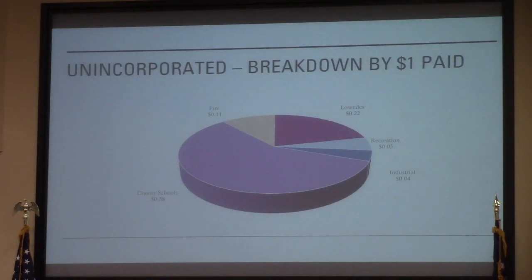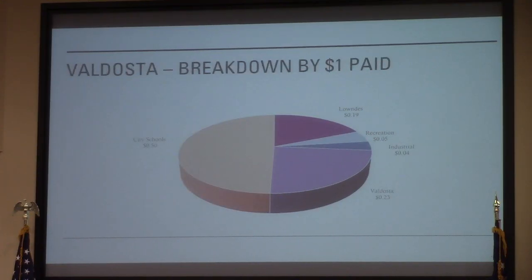Just breaking this down by dollar paid, for someone in the unincorporated area, for every dollar that they pay in property taxes, 22 cents comes to the county, 5 cents goes to the recreation authority, 4 cents to the industrial authority, 58 cents goes to the county school system, and 11 cents goes to the fire department. Inside the city limits of Valdosta, for every dollar that you pay, 19 cents goes to Lowndes County, 5 cents goes to recreation, 4 cents to the industrial authority, 23 cents to the city of Valdosta, and 50 cents to the city school system.